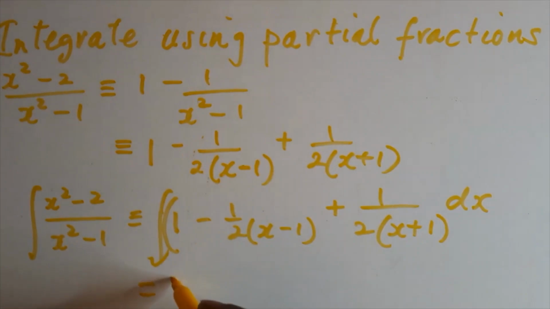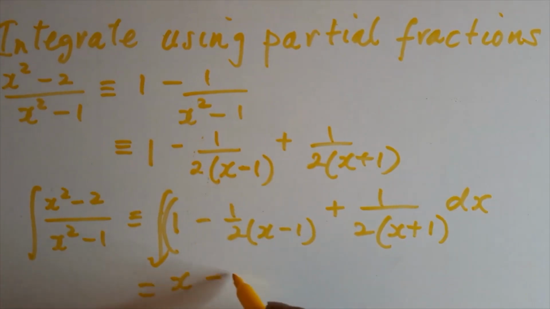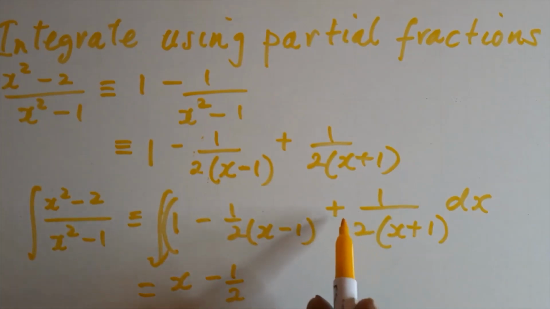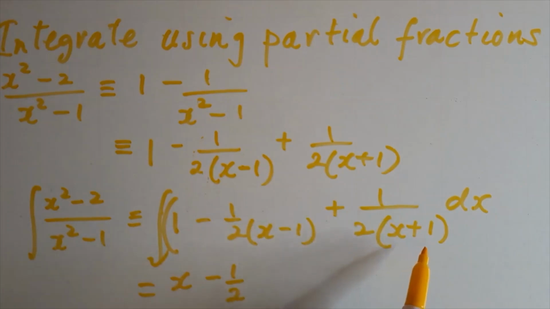Now this is equal to x. We have minus a half. We factorize, take minus a half out, and what we'll have is x minus 1 and add x, 1 over x add 1. So minus 1 over x minus 1 and add 1 over x add 1.